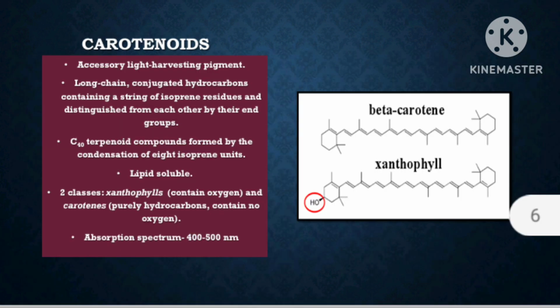Next category is that of carotenoids, which are accessory pigments, and they are of 2 classes: xanthophylls, which contain oxygen in their structure, and carotenes, which are purely hydrocarbons and do not contain any oxygen. So these pigments are long chain conjugated hydrocarbons. They are distinguished from each other by their end groups, like we talked about in xanthophylls and carotenes, where xanthophyll contains an oxygen molecule while the carotenes do not contain any oxygen, and their absorption spectrum is 400 to 500 nanometer.